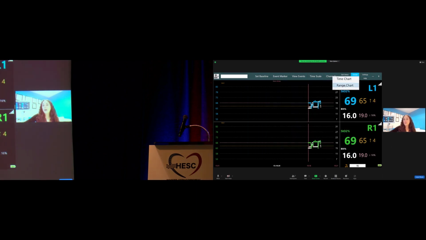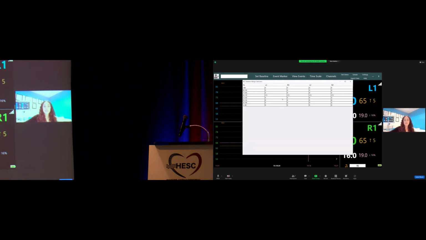We also have the option of looking at a range chart. So this is very important because, as I've mentioned before, of course, we want to monitor the values throughout the entirety of the surgery, but what's also very important to monitor is the duration of any sort of desaturation event that has occurred. So anything below 50 would be considered a desaturation event.